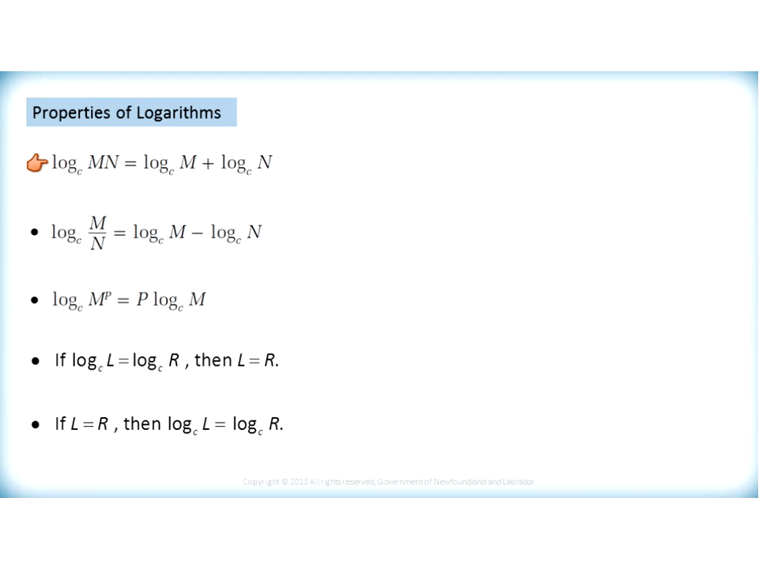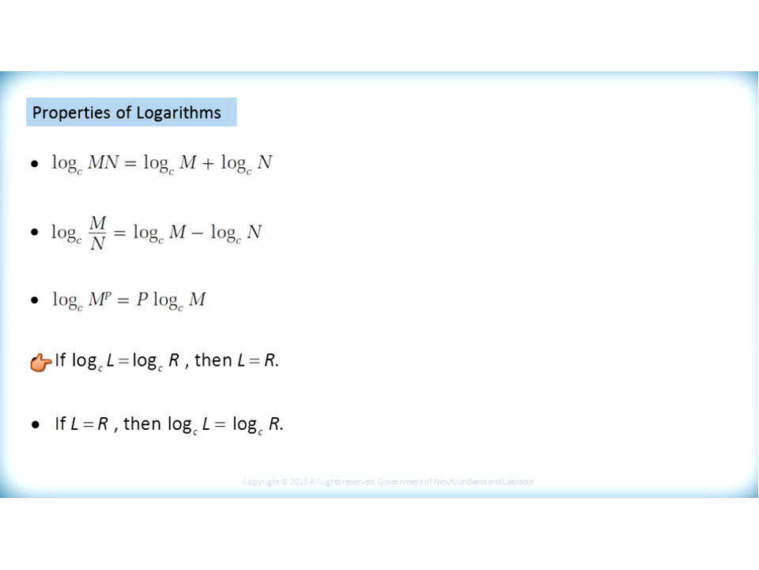So we have the product law of logarithms, where the log of a product is equal to the sum of 2 logs. The log of a quotient is equal to the difference of 2 logs. The power law of logarithms, where the log of m raised to the power of p is equal to p multiplied by the log of m, maintaining a base of c throughout.